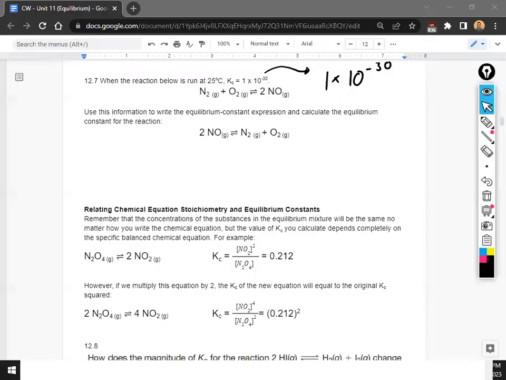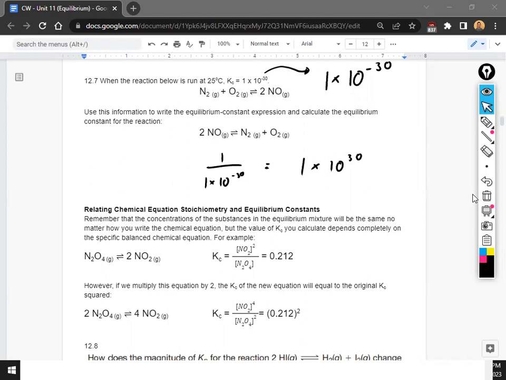Okay, so try 12.7. The K value of this reaction is 1 times 10 to the negative 30. Now, if we're taking a look at the reverse reaction, all we need to do is find the inverse of that. If you plug it into your calculator, you're just going to get 1 times 10 to the 30. That's it. If you want to find the K value of the reverse reaction, you just invert your equilibrium constant. It's just 1 divided by 1 times 10 to the negative 30. So it's just positive. Making it easy for you guys.